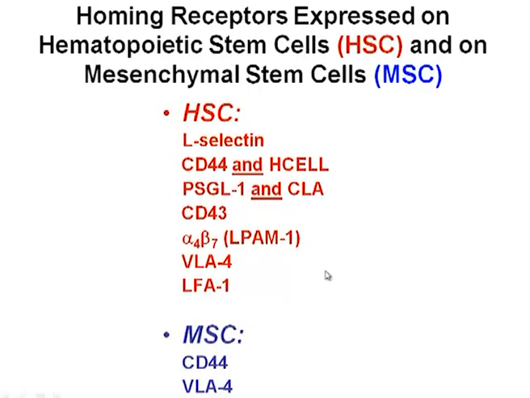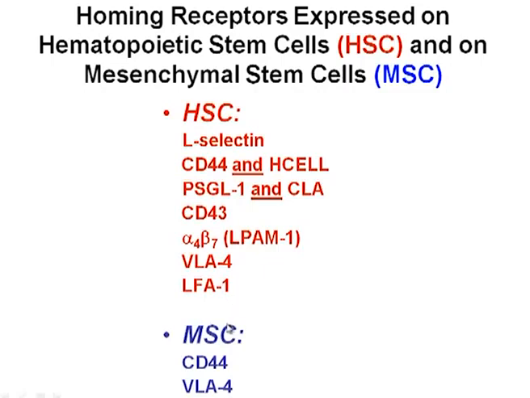Now, if you look at the homing receptors, of all of the homing receptor family that's expressed on hematopoietic stem cells, you'll see that there's a redundancy of homing receptors expressed on hematopoietic stem cells. HSCs express L-selectin, CD44 itself, and HCELL, the glycosylated variant. They express PSGL-1 and the glycosylated variant that binds E-selectin, the CLA molecule. They express CD43, they express alpha-4 beta-7, they express VLA-4 and LFA-1.